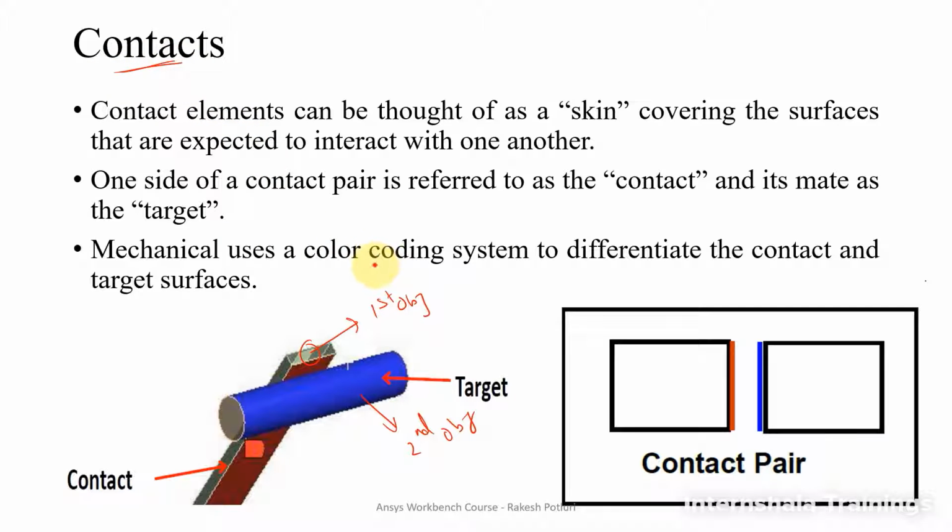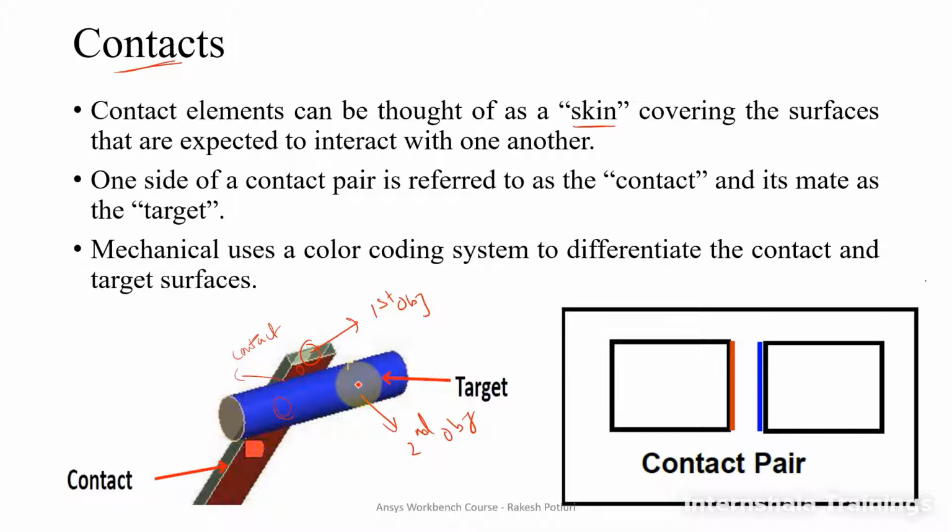And remember, the definition of contact is the same for any software. It doesn't only apply to ANSYS Workbench. Any FEA software or any modeling software you use, contacts are used for the same purpose. Simply, it can be described as a skin covering the surfaces that are expected to interact with each other. For example, here the surface is interacting with the surface of this cylinder. Between these two we have created a contact. And if you look here, two colors are there, a blue color and a red color. This indicates that there is a contact and a target.